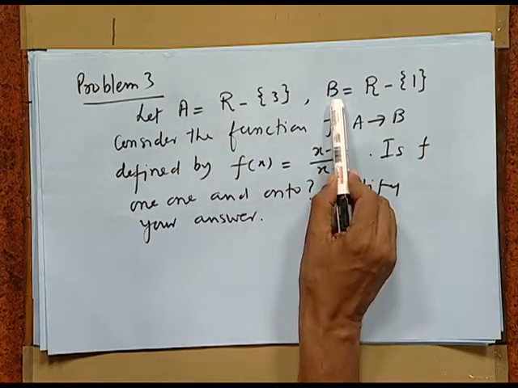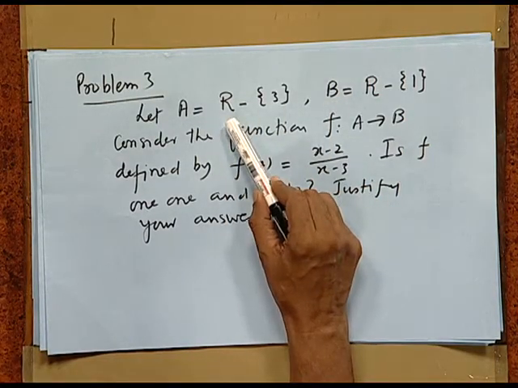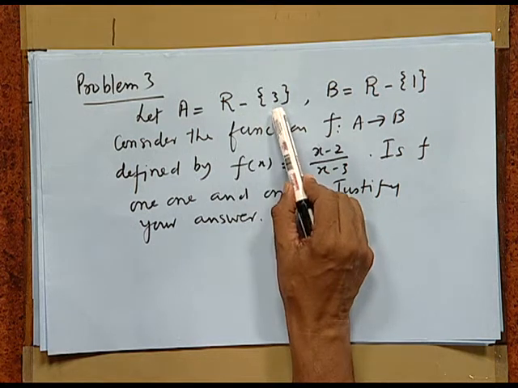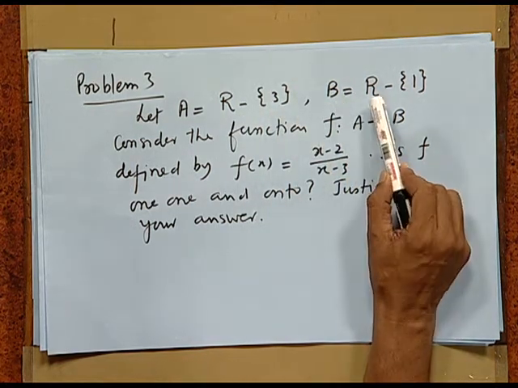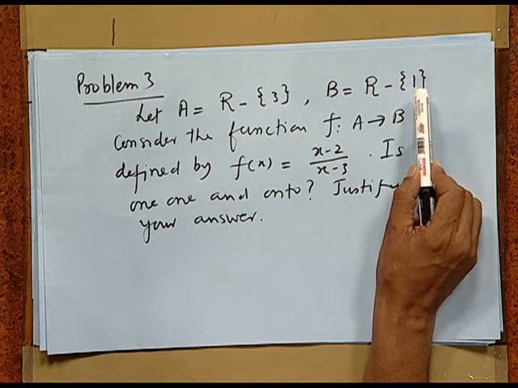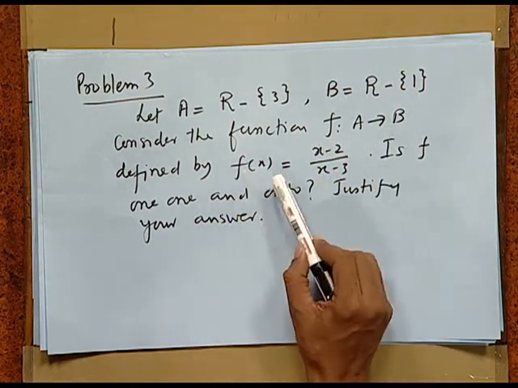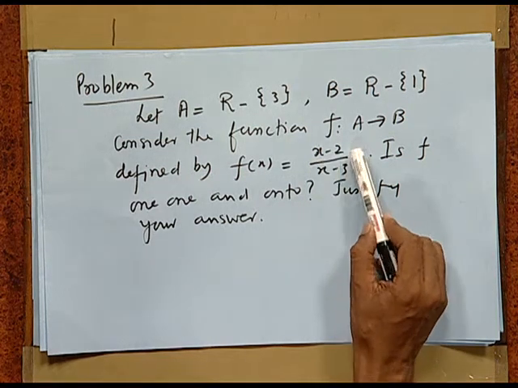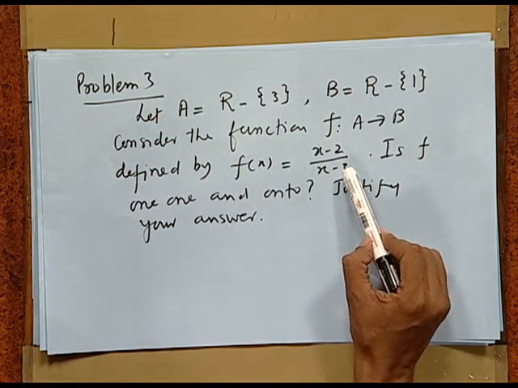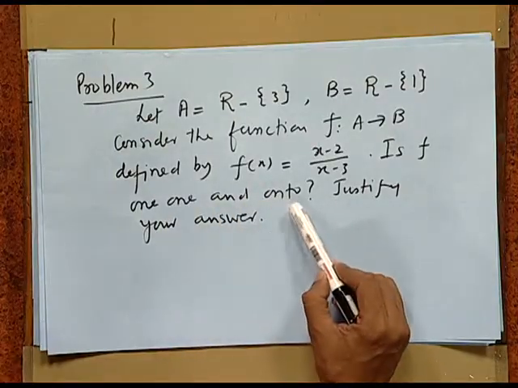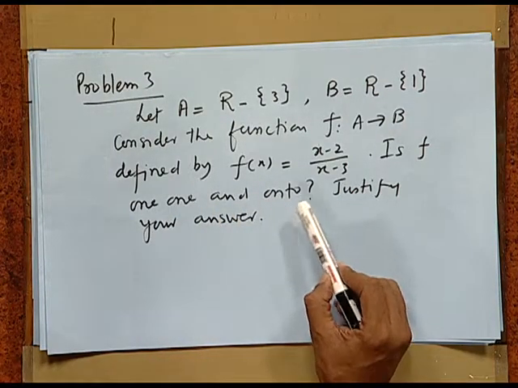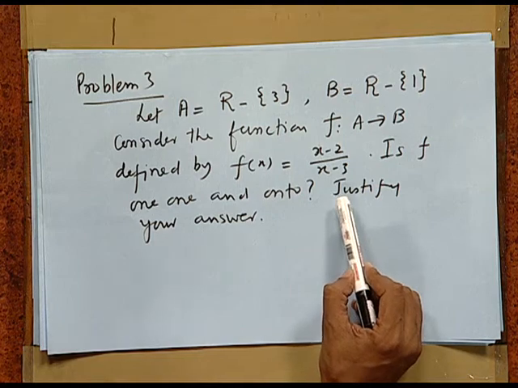Here we are given two sets A and B. A contains all the real numbers except 3, B contains all the real numbers except 1. Now, we have a function from A to B defined by f(x) is (x minus 2) upon (x minus 3). Now, the question is whether f is one-one and onto, and we have to justify our answer.